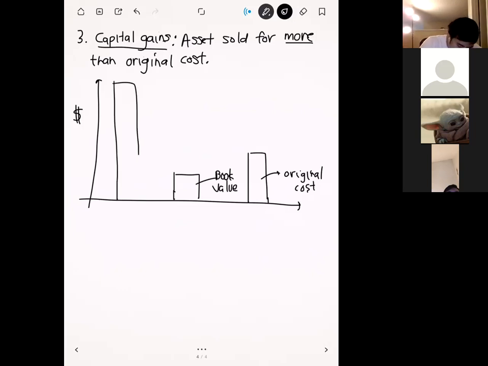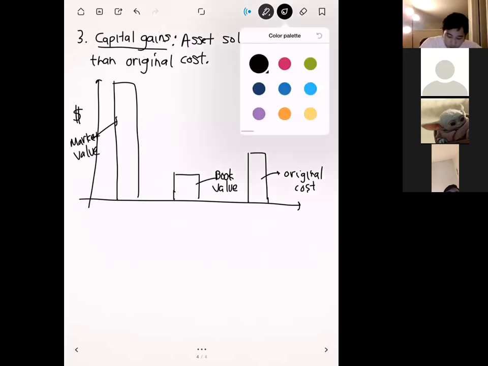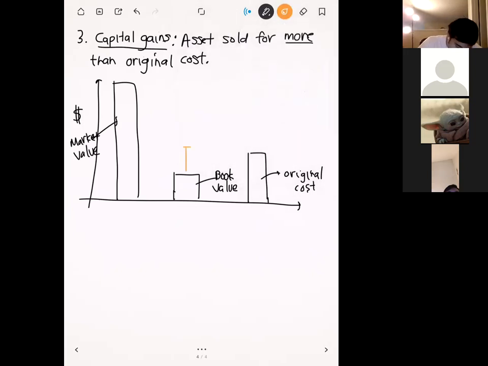But for some reason, the demand for this asset is so high, and it doesn't have to be this dramatic, but I kind of just drew it just like that, okay? Where this is the market value, okay? And so you kind of have two degrees of differences here, right? The first degree of difference is this one, the amount that you're selling. This is basically the same as situation one. So what I have in orange right here, this is depreciation recapture.